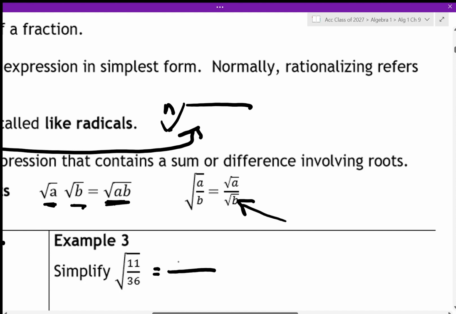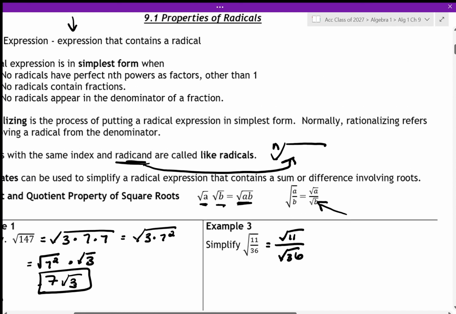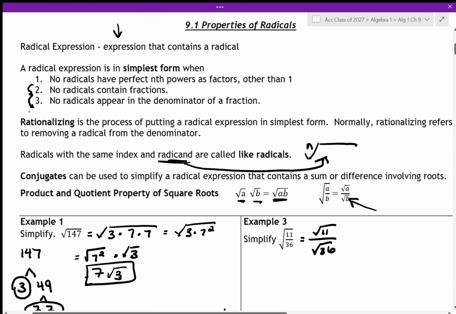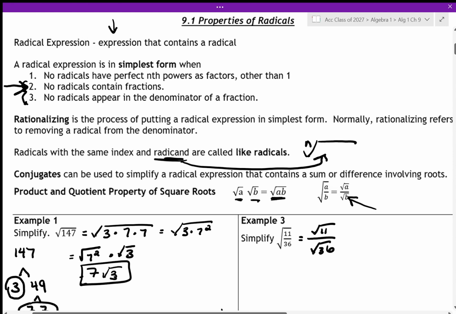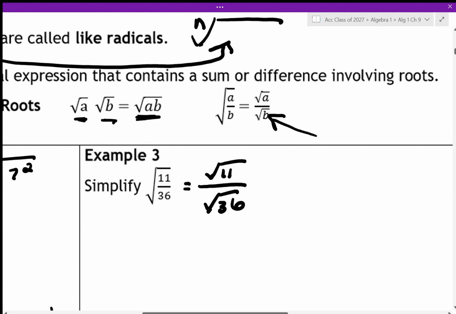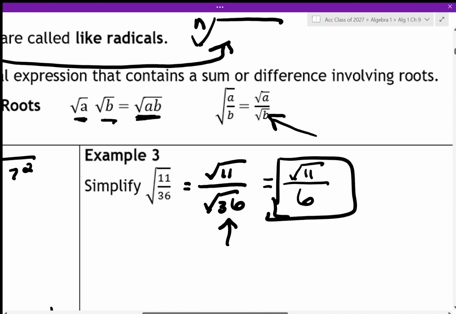The first thing we're going to do is split it up and have root 11 over root 36. If we go through our rules, rule 1, 2, and 3, we just satisfied rule number 2. There is now no fraction inside the root. Now we look at simplifying the radicals using rule number 1. The square root of 36, that is a perfect square. So that's 6, and we still have the root 11. And now this is just fine. That's a good answer because it satisfies all 3 rules.